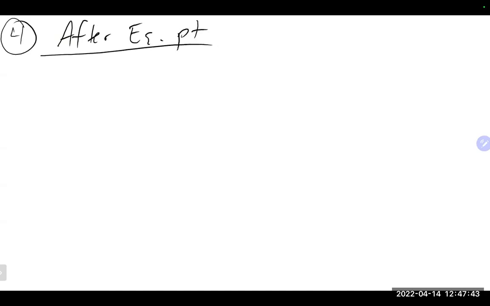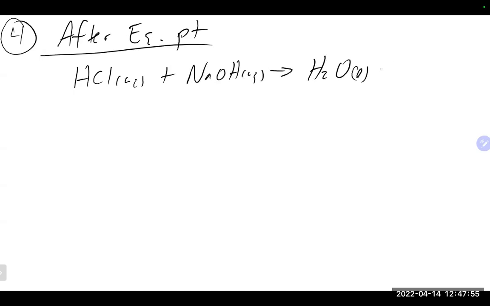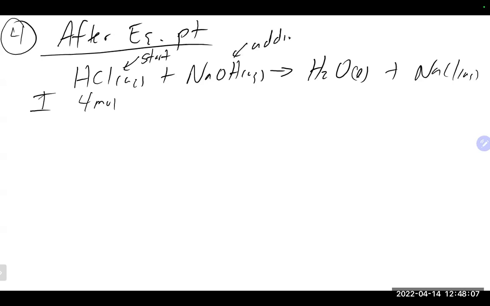So at that fourth part of this titration, which is after the equivalence point, we still have a reaction that occurs. So we still need to do our hydrochloric acid plus our sodium hydroxide here. Same reaction we've been talking about. And once again, I'm going to use my made up number of 4 moles. But now we are definitely past the equivalence point.